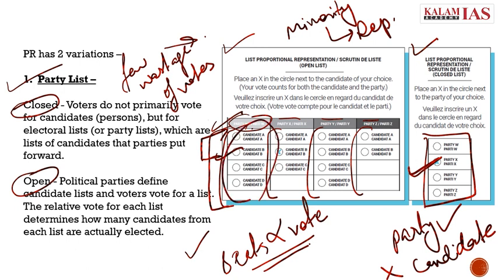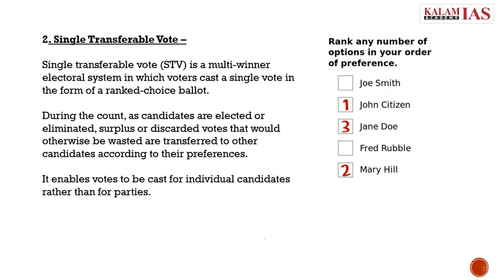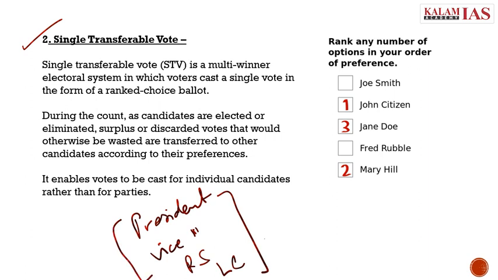Okay, the next one is the single transferable vote. We use this method in the election of the president in India, vice president, members of Rajya Sabha, and members of the Legislative Council. This is a multi-winner electoral system in which the voters cast a single vote in the form of a ranked choice ballot.